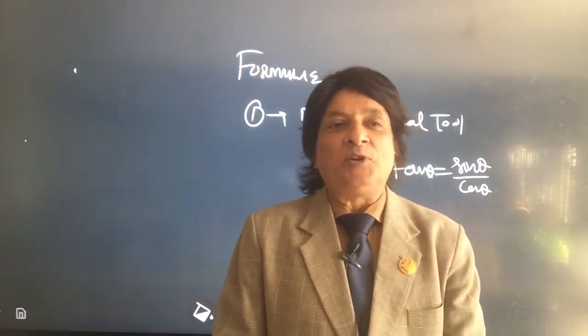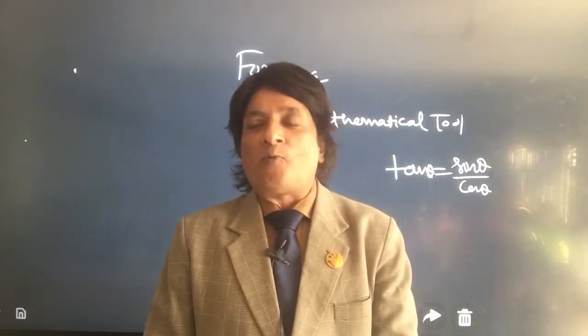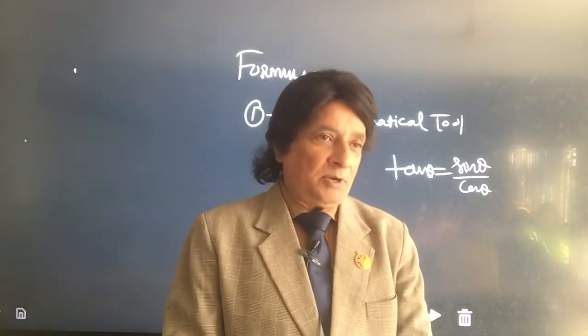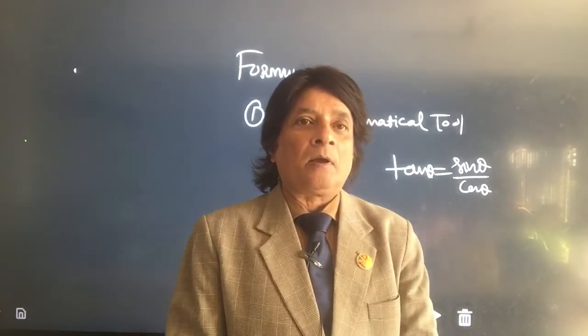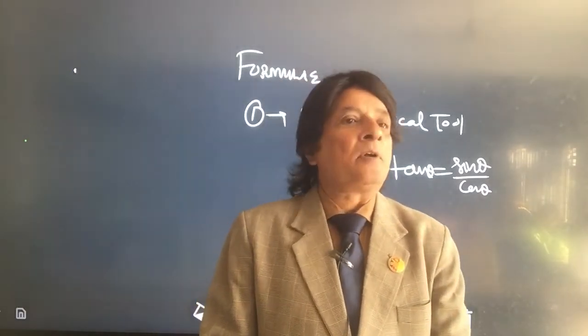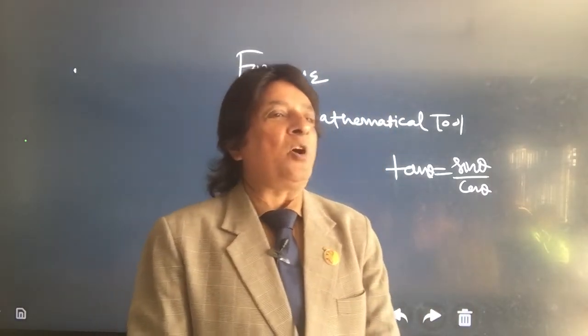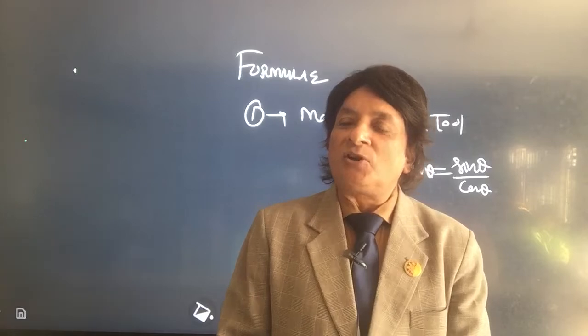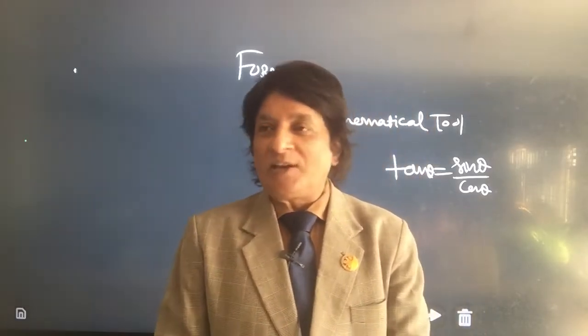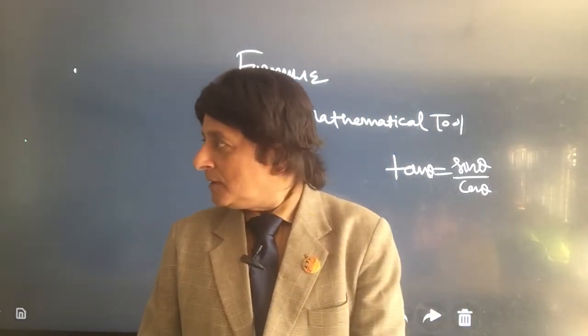Tangent of A plus B is tangent A plus tangent B upon 1 minus tan A tan B, right? Students, then you all know what is cos of A minus B: cos A cos B plus sin A sin B.